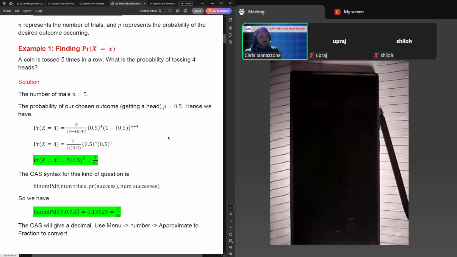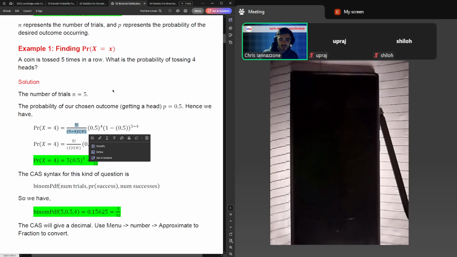So binomial experiments can be really quickly solved without putting a whole lot of effort into it, rather than having to figure out, oh, I've got to toss 4 heads. That could be head, head, head, head, tail. It could be head, head, tail, head, head. You know, all that stuff. You don't have to think about the number of combinations because it's built into the actual equation itself.